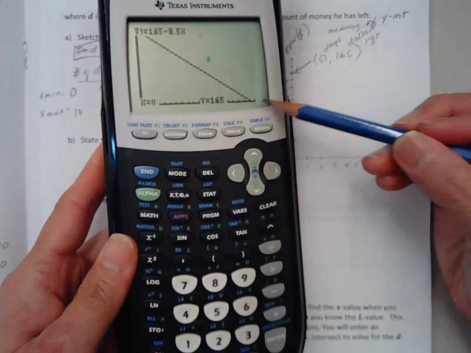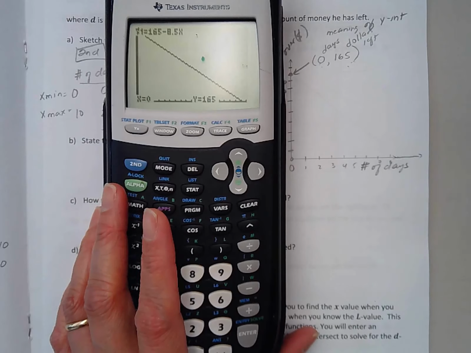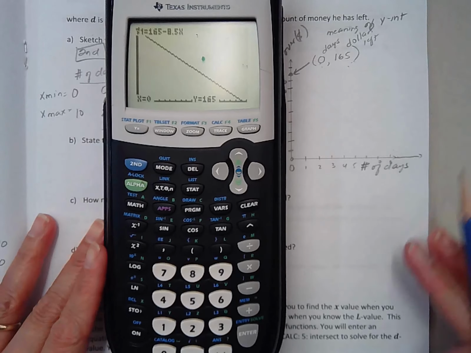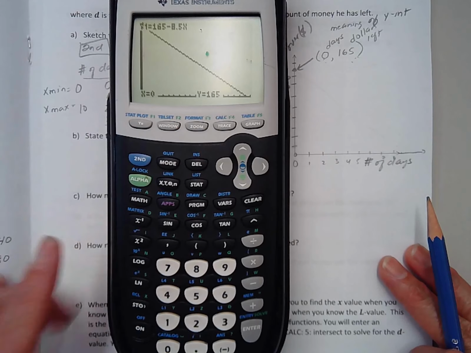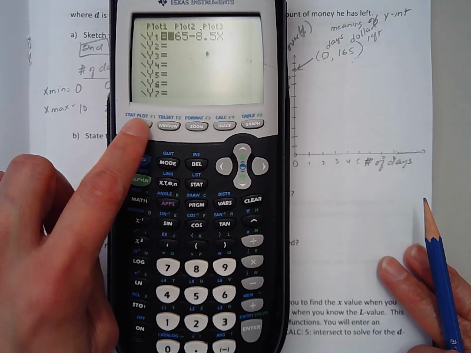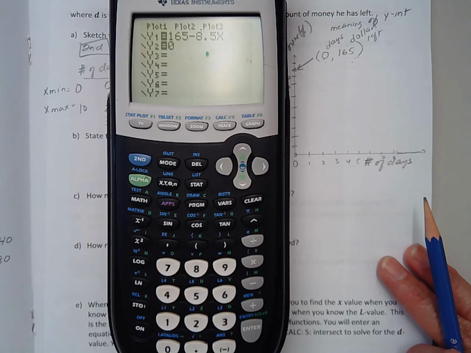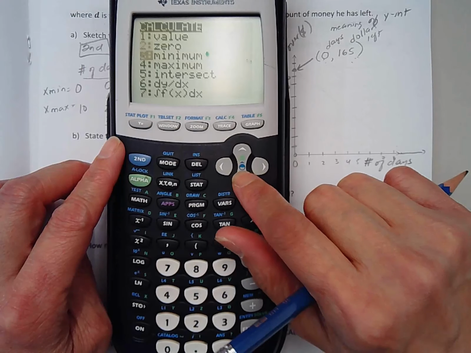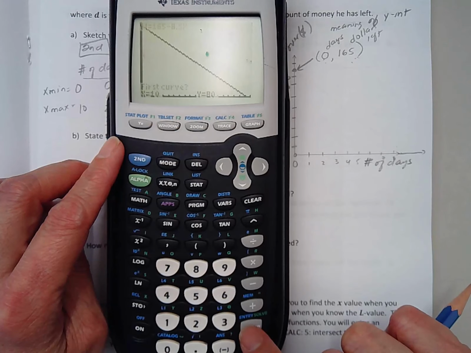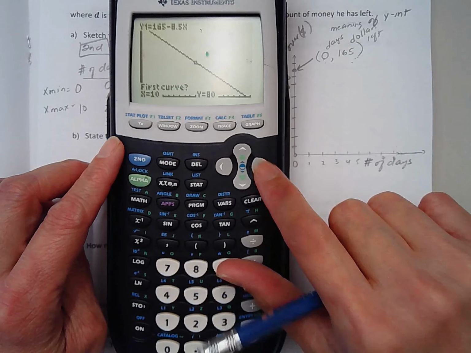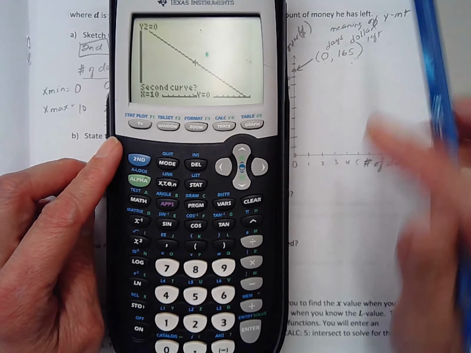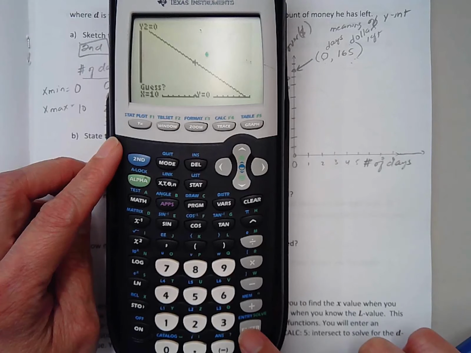What about the x-intercept? Well, let's figure out what the x-intercept is, and then we'll figure out the meaning of it. How do we do that again? First, we go to y2 equal to 0, so that's the first thing. And then we go second function, trace, intersect. They're going to say, is this your first curve? Yes. Is this my second curve? Yes. So press enter, and then press enter again.